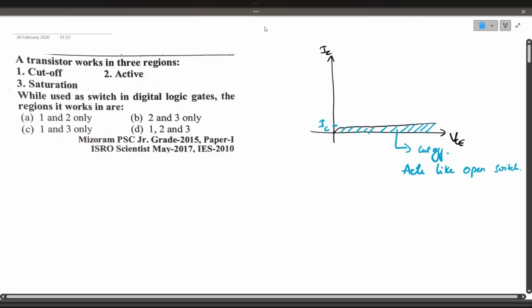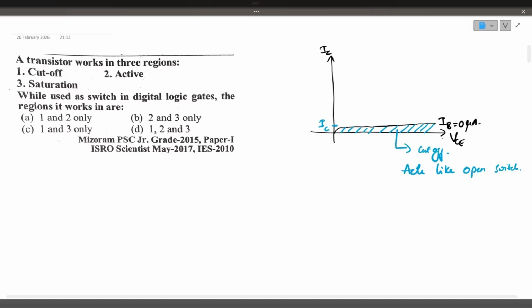This characteristic is for IB very less, almost 0 microamperes. When the input current is approximately equal to 0 microamperes, there is no current that flows in the transistor circuit, in this common emitter. So then it is said to be in the cutoff region. Transistor acts like an open switch.